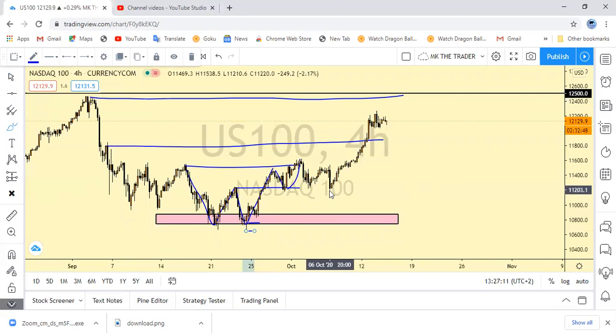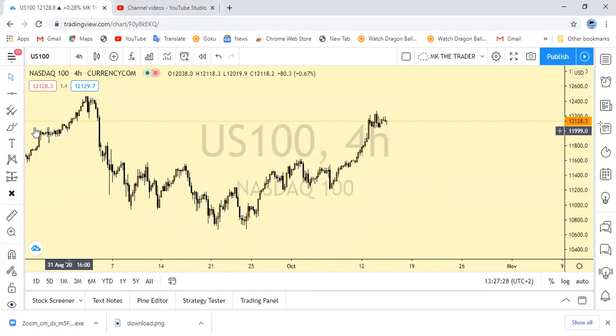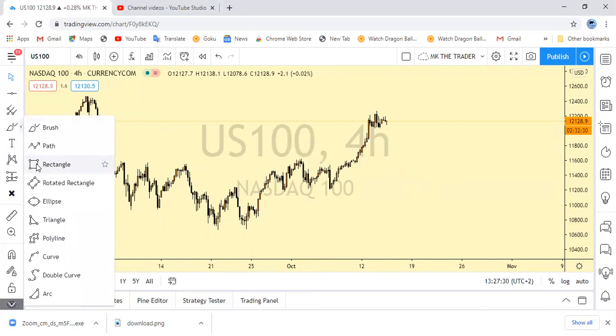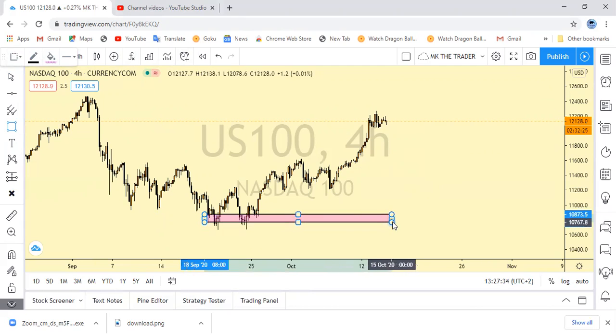So this is some sort of Elliott wave theory, whereby let me do this. Remove drawings, and then I'm going to draw this level here.